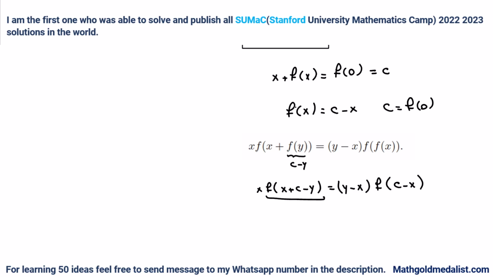Look, f of x is this. Only use this for all of them. f of something is c, a constant, minus the thing inside. For all of them, only use this. c minus, minus x plus c minus y, exactly, times x. It is equal to what? Equal to y minus x times c minus x. Exactly, for all of them you should replace.